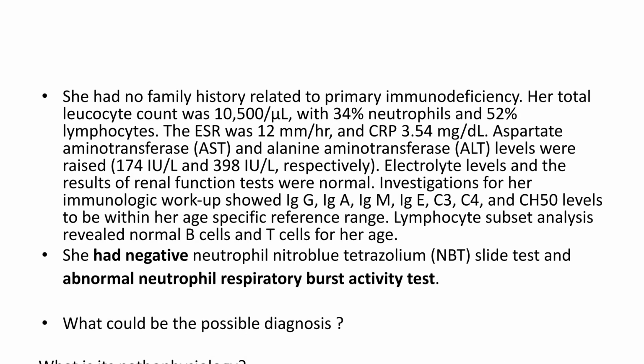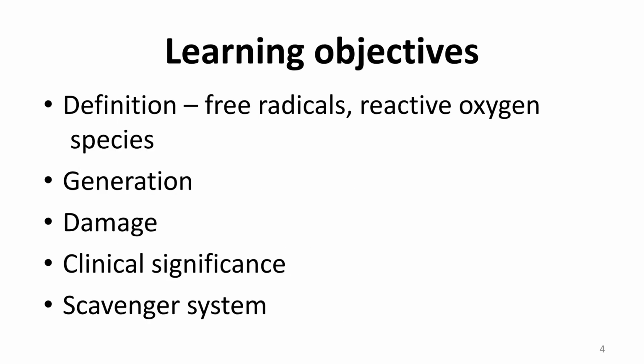Despite multiple courses of antibiotics, she had ongoing pneumonia. Examinations confirmed bilateral pulmonary consolidation and multifocal pneumonia. Laboratory tests showed raised liver enzymes, but normal immunoglobulin and complement levels. Critically, her neutrophil nitroblue tetrazolium, or NBT slide test, was negative, and she had abnormal neutrophil respiratory burst activity. What is the possible diagnosis and pathophysiology?